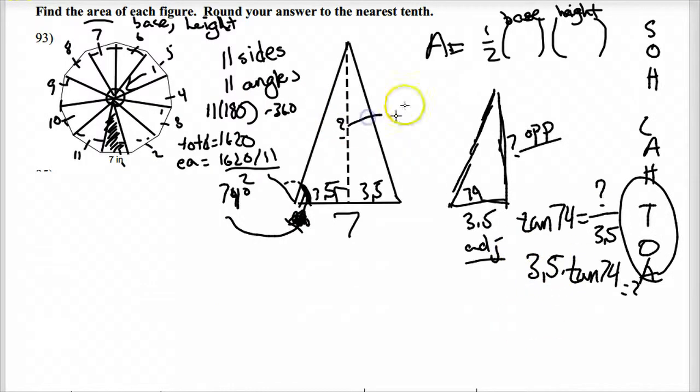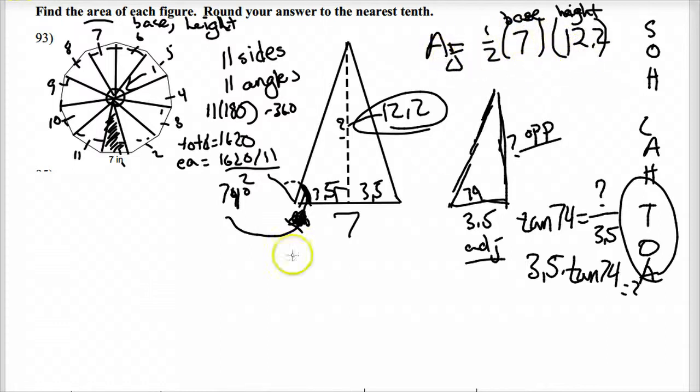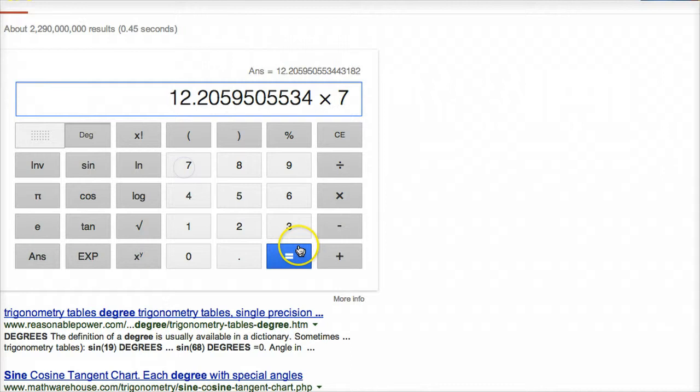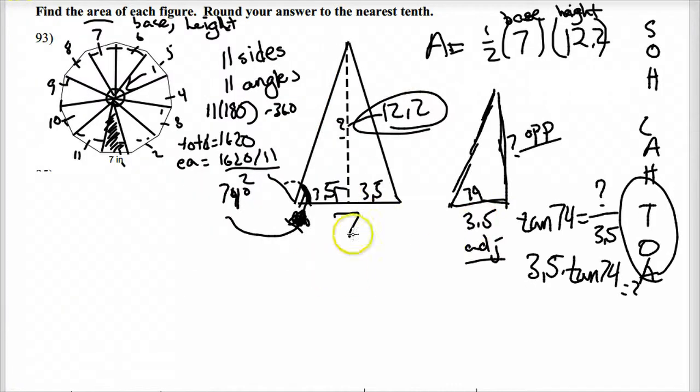So what's this height right here? It's 12.2. Wait, that's the height we needed. That was this height right here, 12.2. And this base was 7. So the area of one triangle was 1/2 times 7 times 12.2. Well, let's calculate that now. We're getting so close here. So we got 12.2 times 7, and then take half of that. Divide that by 2. That gives us 42.72. So the area of this triangle is 42.7. Excellent. Done. Oh, wait a second.